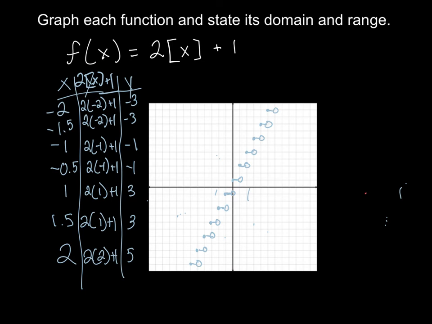Now, your domain, that'll be your x values. It keeps going left to right and covers everything. So that would be all real numbers. Now your range, if that 2 wasn't there, it would be all your integers. But since it is, notice it's every other integer.